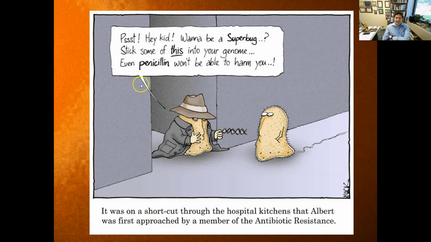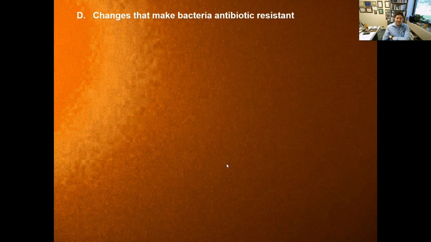Okay? So it's like it says here, it was on a shortcut through the hospital kitchens that Albert here was first approached by a member of the antibiotic resistance. And he says, "Psst, hey kid, want to be a superbug? Stick some of this into your genome. Even penicillin won't be able to harm you." See, notice his gun is DNA. So resistance is a big problem.